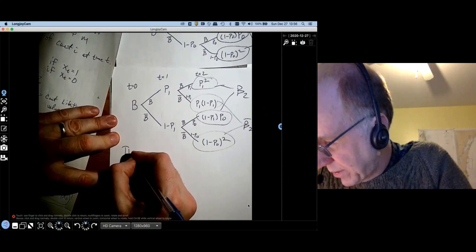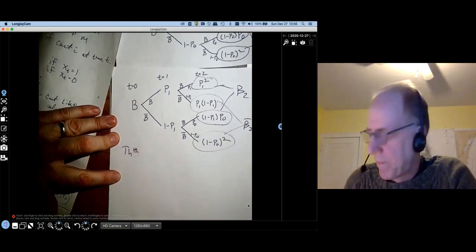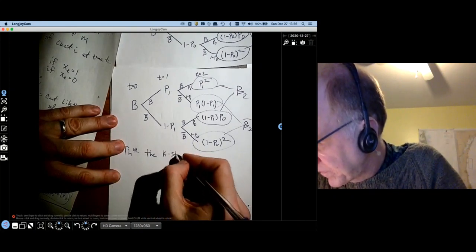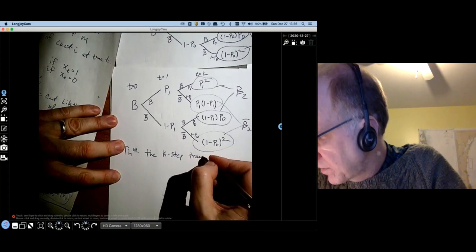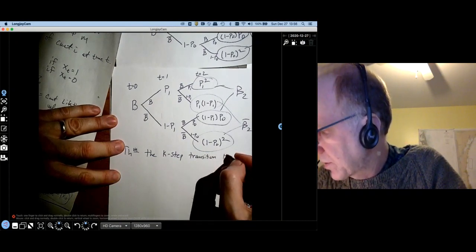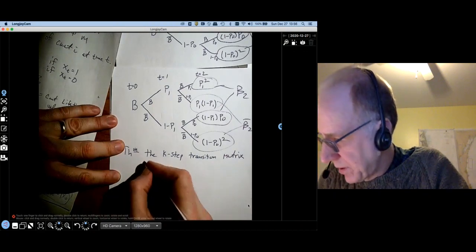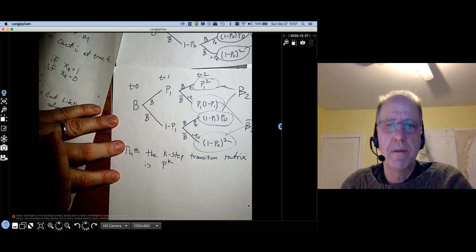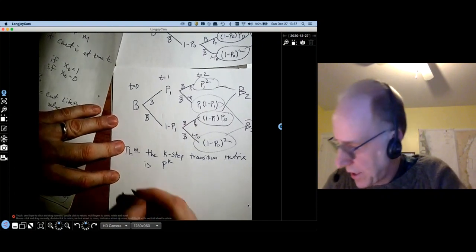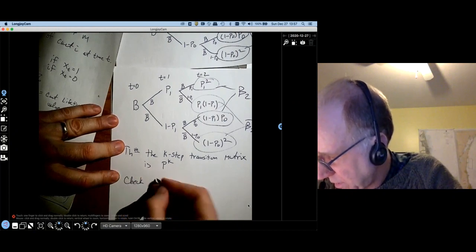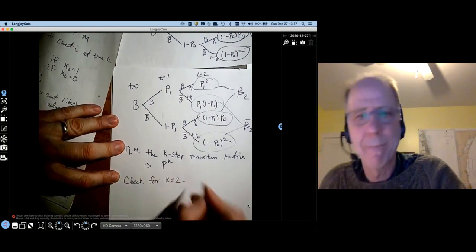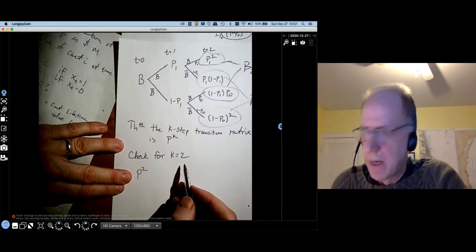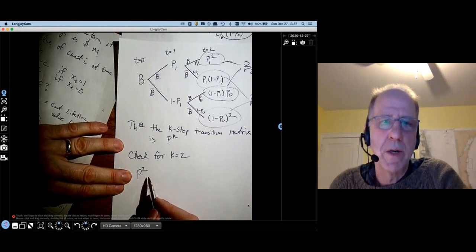I'm just going to call this a theorem. I'm not going to prove it, but the k-step transition matrix is P to the k. So that is going to make our life really easy. So let's just check it for k equal to 2. If I want to know where I will be 2 periods from now, the answer is go find P squared. So let's do that.